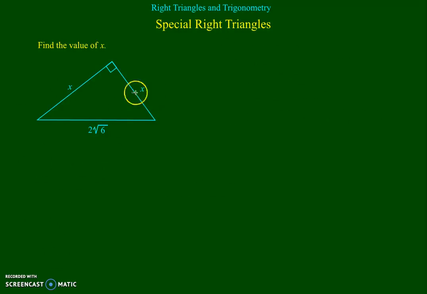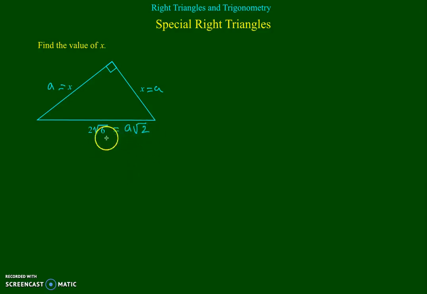In this example, again, we have two equal sides, x and x. So this is, again, a 45-45-90 right triangle. And we have the hypotenuse is 2 square roots of 6. So our first step is to classify. We've done that. It's a 45-45-90. Second step, label your sides. So let's go ahead and label our sides. This is A, this is A, and this is A square roots of 2.